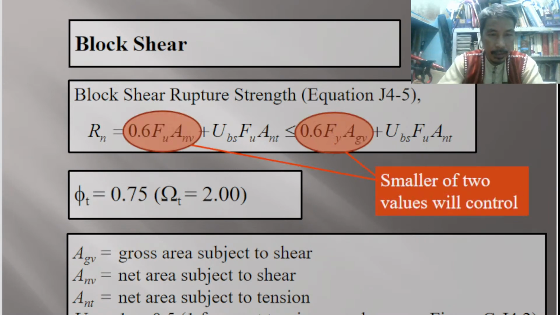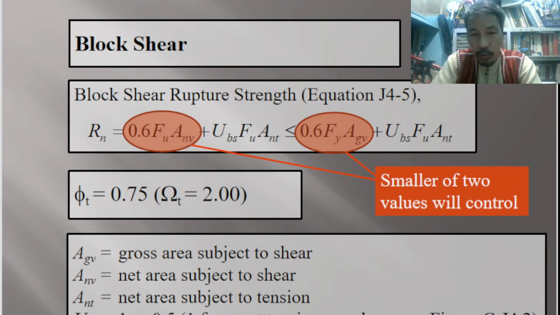Then, lastly, this last slide for the block shear, we have block shear rupture strength, again, with emphasis on the following. Again, Ubs is equal to 1 or 0.5. But take note, we have the factor 0.6. We are actually having two equations which we are going to compare. The equation on the right must be greater than or equal to the equation on the left.